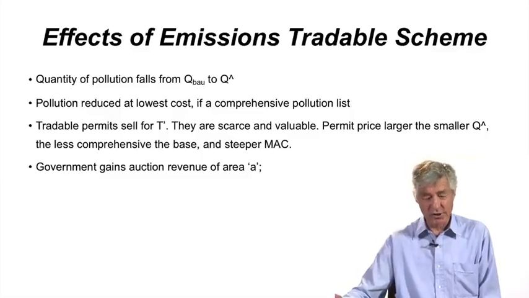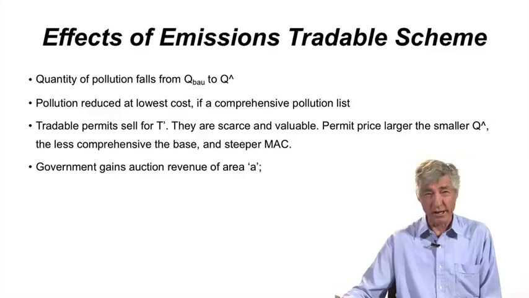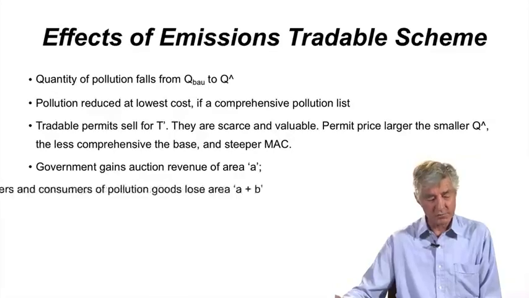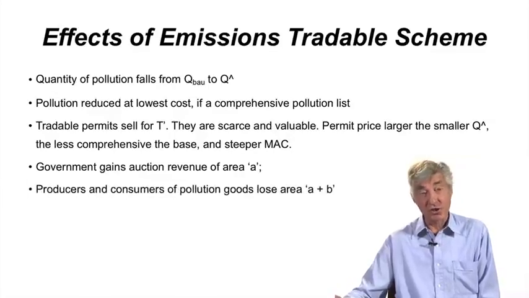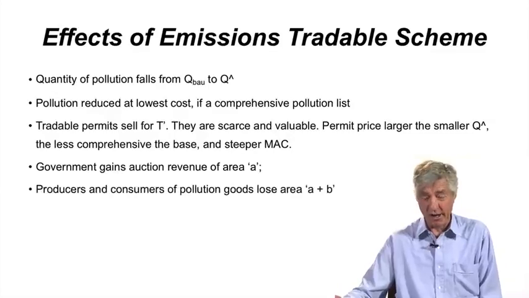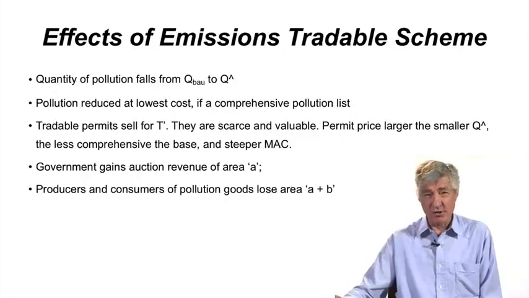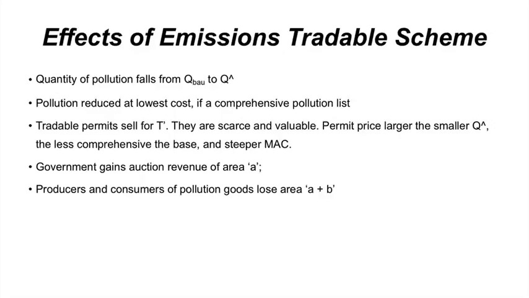Government, if it auctions the permits, gains revenue of Area A, what it sells the permits for. So a bit like taxes, government can be a net winner if it auctions the permits. Producers and consumers are worse off by Area A, that's really the revenue transfer to the government, but also they're choosing some more expensive ways of producing products or changing their mix of products to less pollution-intensive ones, so they lose a little bit more.